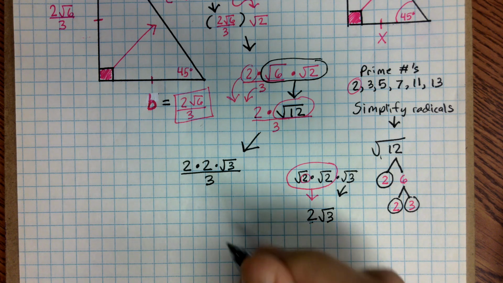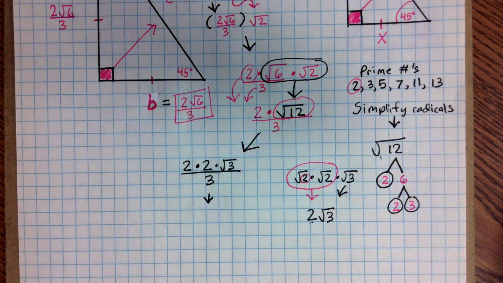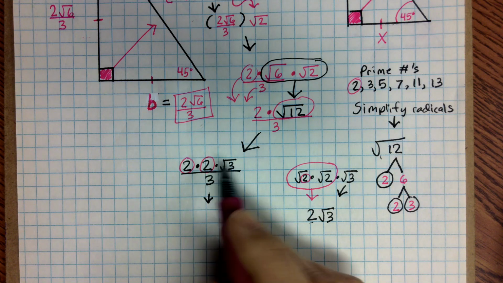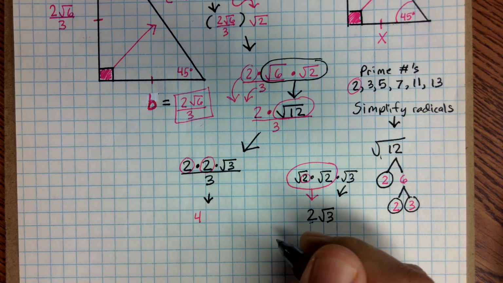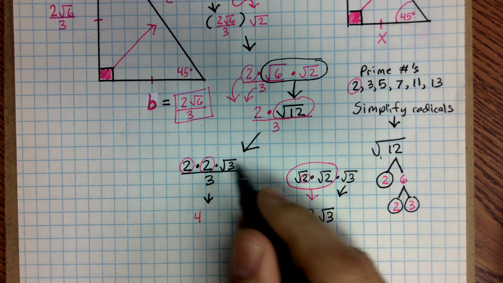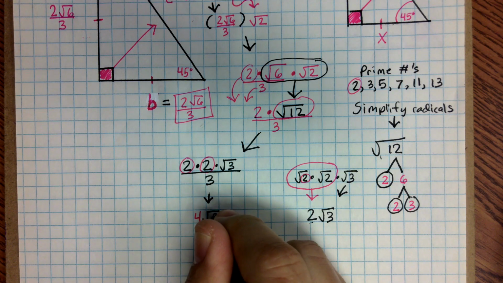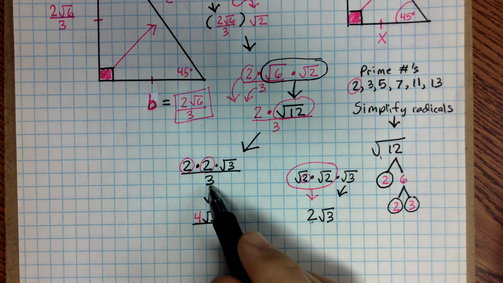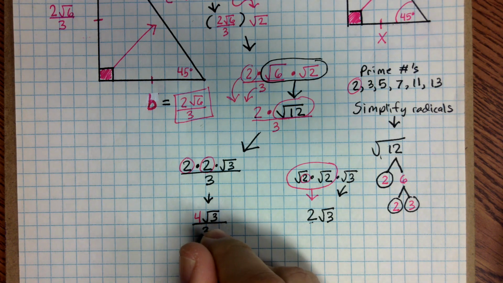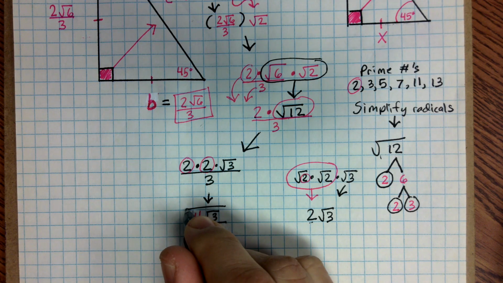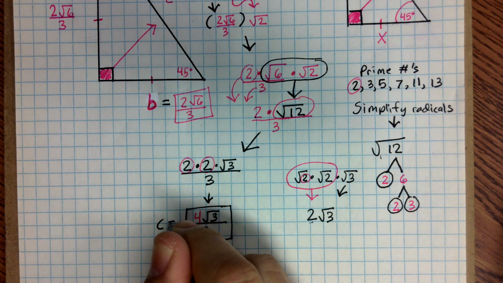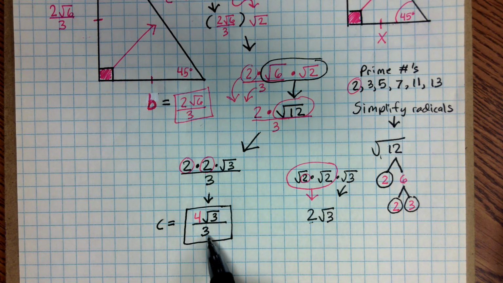Now, we still have some multiplication we can do at this point. I can simply multiply this integer of 2 times this integer of 2. And 2 times 2 gives me 4. And then I'm just going to bring down the square root of 3. I'm not going to put the dot anymore because there's no way we can simplify it any further. I'm just going to bring down the rest of the values. And then 3 is our denominator. And this is our answer. So C is equal to 4 square root of 3 divided by 3. And this is as simplified as it can get.